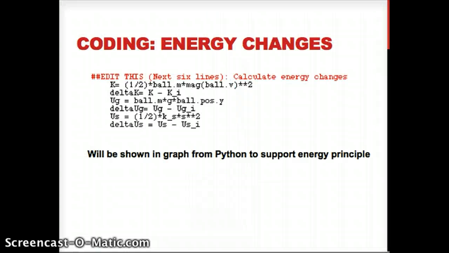So in order to see our energy principle in action, we code our energy changes in here. So we have kinetic energy calculated here, and delta K is just the new kinetic energy minus the initial kinetic energy. And the same follows for the gravitational potential energy and the spring potential energy. And delta UG is just the new one minus the initial, and same with spring. This will be shown in the graphical analysis at the end of the computational model.